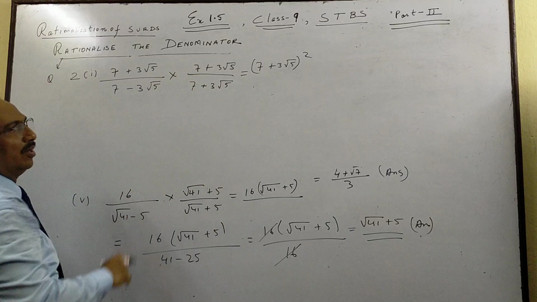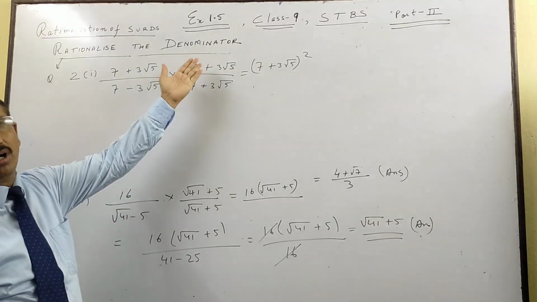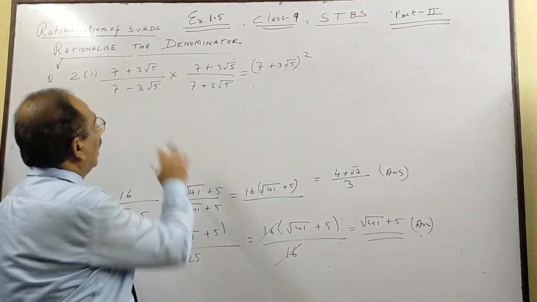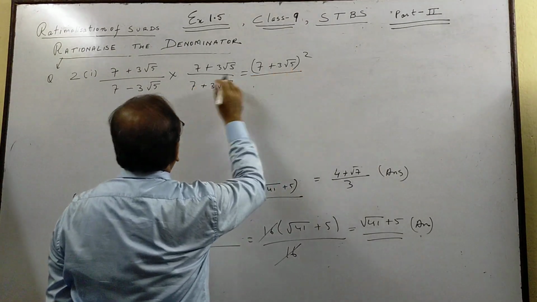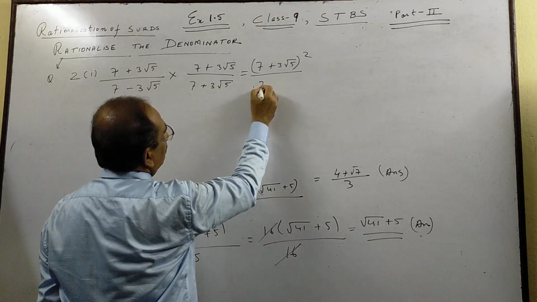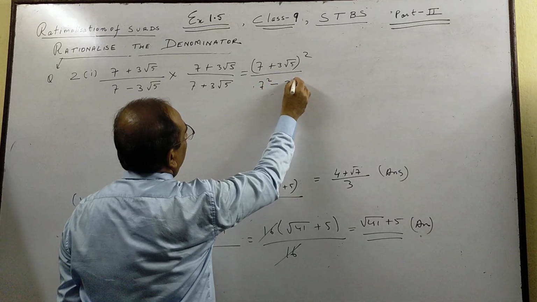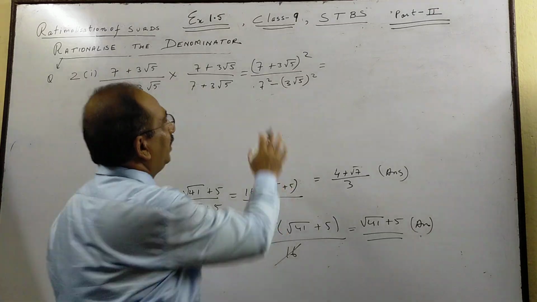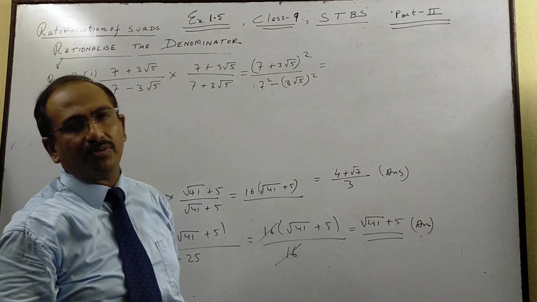These two are similar things. You have to check. They may be similar, they may not be similar. A plus b into a plus b is a plus b whole square. And denominator as usual, a minus b, a plus b is a square minus b square. Now see the most important part of it. Let us use the basic formula of expansion.